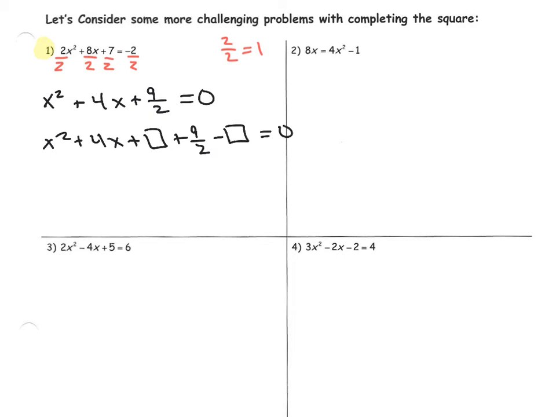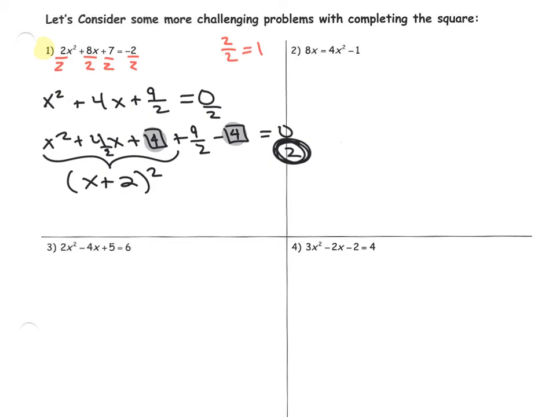Don't forget, we divided everything out by 2, so don't forget about the 2. I want you to leave it there because we have to remember to multiply back. All right, we're going to have to square it. So half of 4 is 2. 2 squared is 4. If I add 4 here, I better be subtracting 4 on the same side of the equal sign.